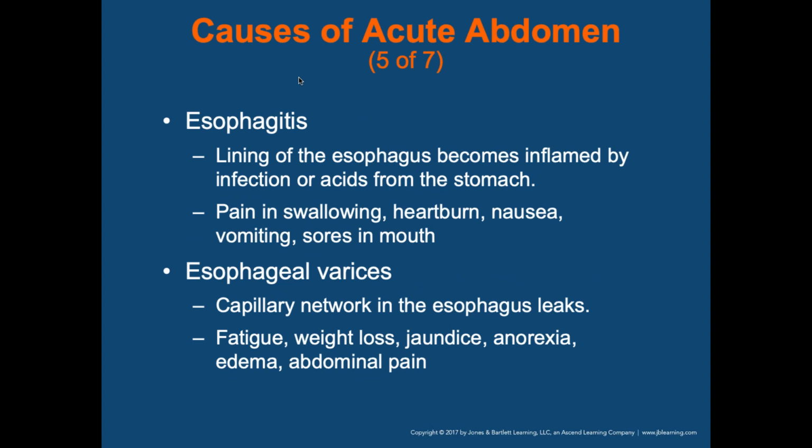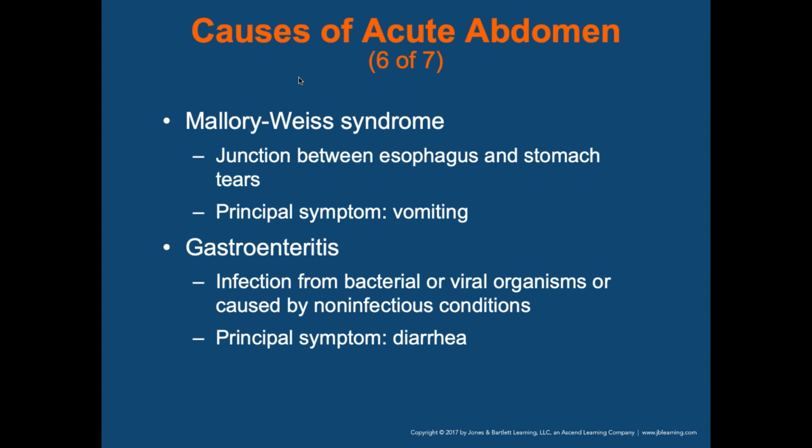So if you have a patient that has a history of esophageal varices, all right, and they're starting to cough up a little bit of blood, get them to the ER, because they're going to need to go down with a scope and try to fix it. What we want to do is not have a varices rupture. Mallory-Weiss syndrome is when the junction between the esophagus and the stomach starts to tear. The principal symptom of this is vomiting.